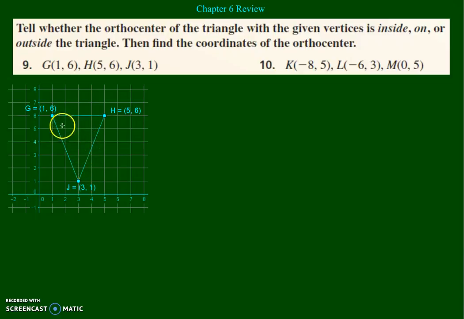So we can clearly see that this angle, had this segment been over here, would have been a right angle. And so this angle is clearly less than 90 degrees, which this one is as well. And so this one is also less than 90. So this is an acute triangle here. So we know that the point is going to be inside. So that's our first piece for number 9.